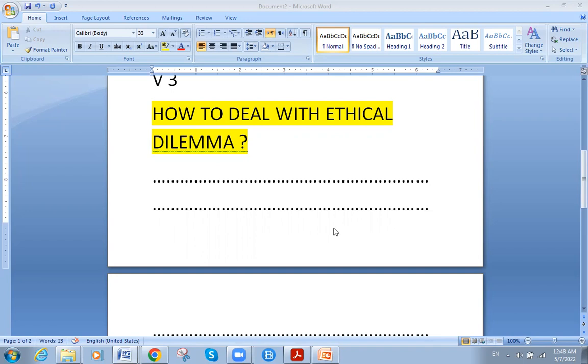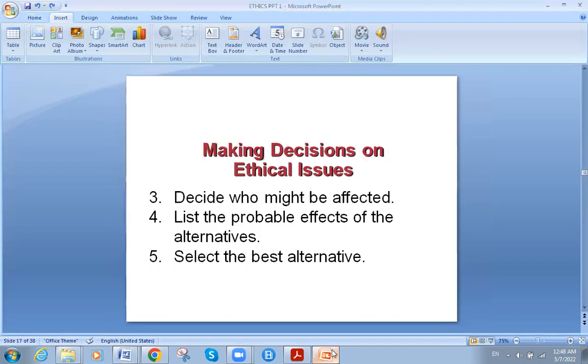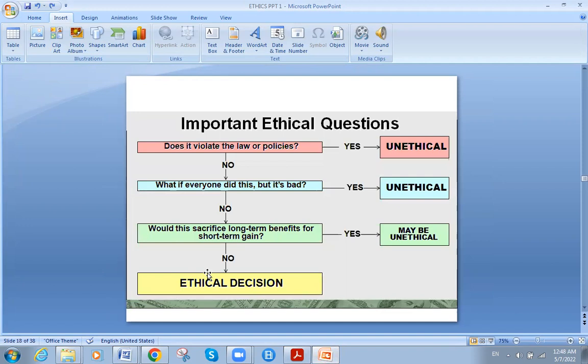Cool. Just we'll move ahead now into another part after talking about the ethical dilemma. Important ethical question. I ask myself, does it violate the law or policies of the work? Yes, I will ask myself if this is against the law or the work policies or the rules of the work. If it is against it, then it's unethical.